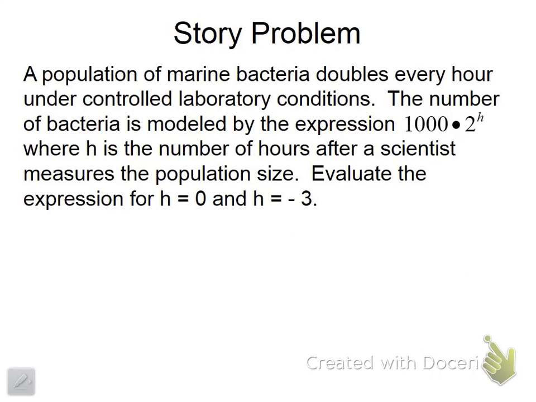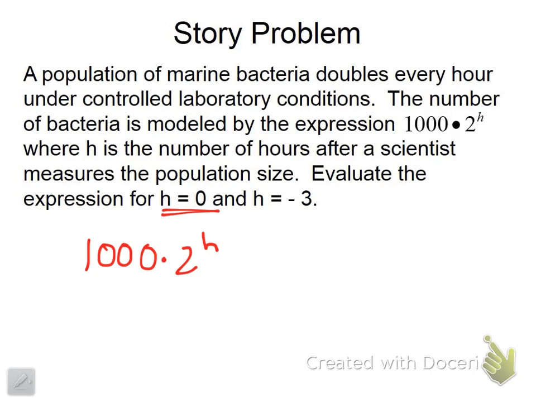Okay, story problem. A population of marine bacteria doubles every hour under controlled laboratory conditions. The number of bacteria is modeled by the expression 1,000 times 2 to the h, where h is the number of hours after a scientist measured the population size. Evaluate the expression for h equals 0 and h equals negative 3.